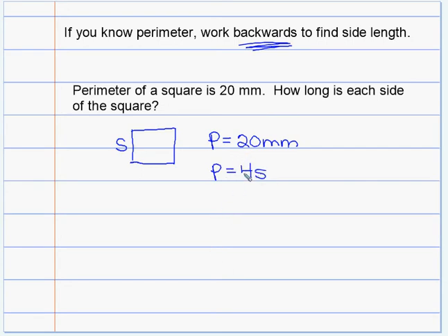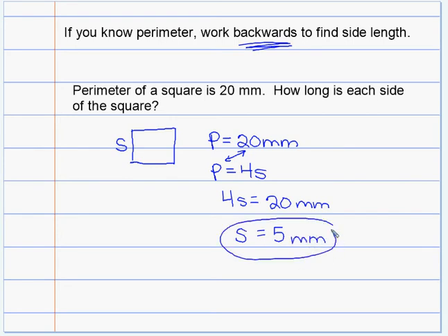So I know that my perimeter, when this is done, I'm going to have 4S equals 20 millimeters. I just took what I knew. I knew that perimeter was 20 millimeters, and if P equals 20 millimeters, then I can put 20 millimeters in where P is. I can substitute that in. That's my answer. So how do I solve this problem? Well, I'm missing a factor, so I divide by 4. So S has to equal 5 millimeters.